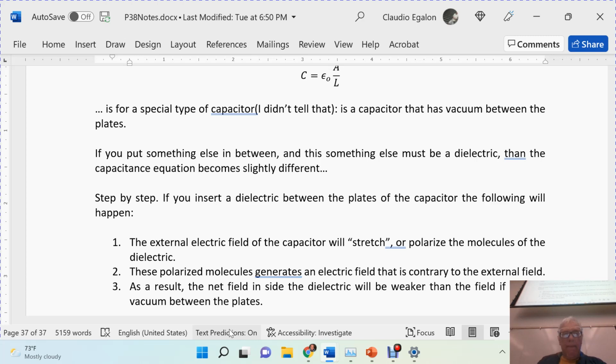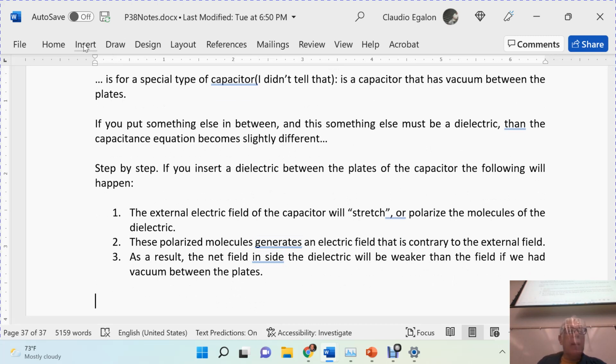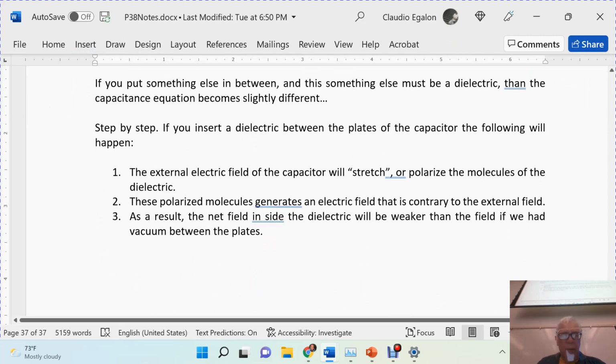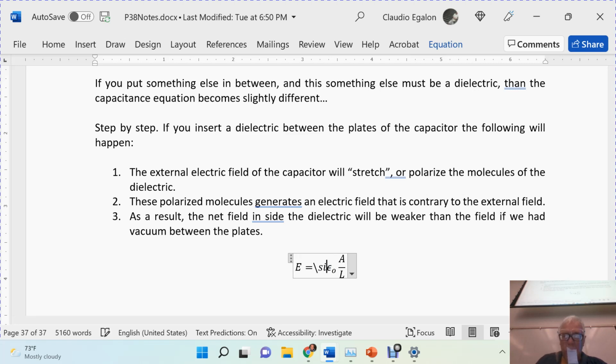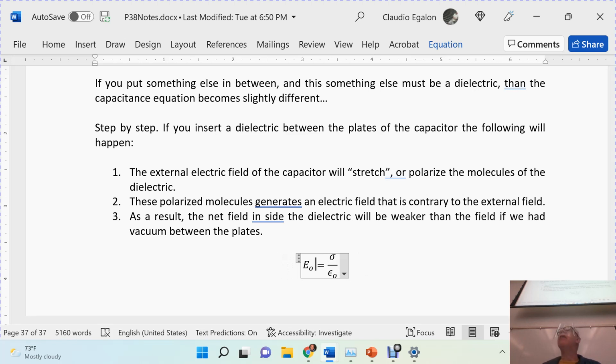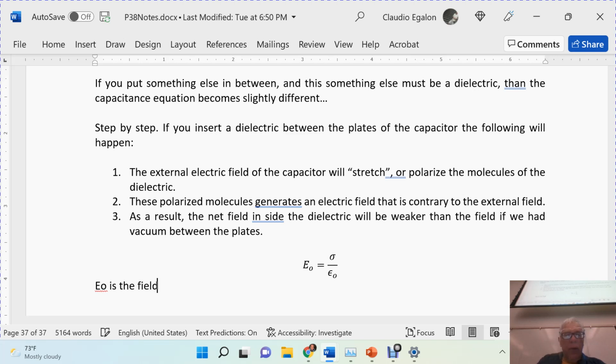Okay, so here we go. The final electric field is going to be just like you saw before. For a parallel plate capacitor, let's say, the field magnitude is going to be sigma divided by epsilon naught. Okay, I will call this field now the E0 field. E0 is the field with vacuum, which is a dielectric, by the way. Vacuum is a dielectric between the plates.